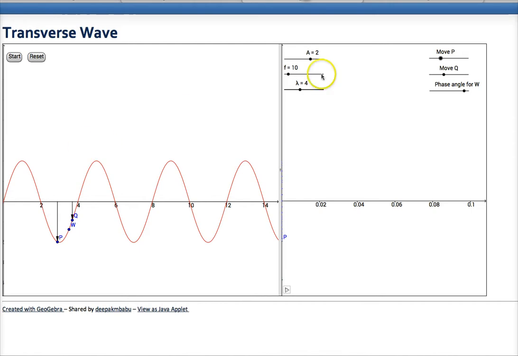So now, like I said, I'm moving P so that it coincides with 0.4. As you can see, as I move it, it's exactly at 0.4. I'm going to now move Q so that it coincides with 0.5, somewhere in the middle. That's the position of particle Q. As you can see, it's at 0.5, and particle P is at 0.4.